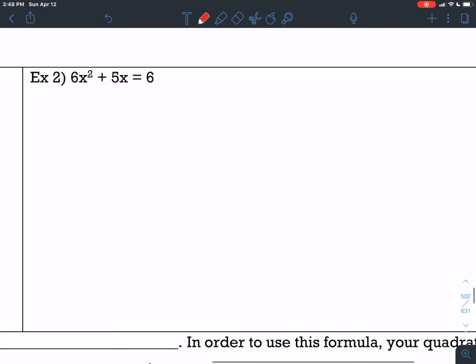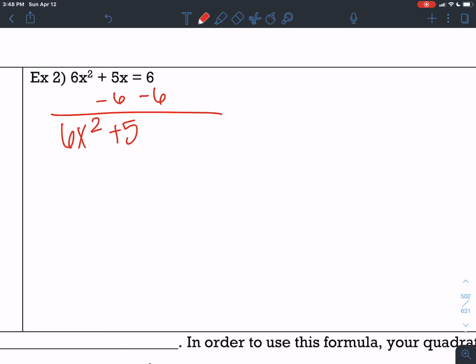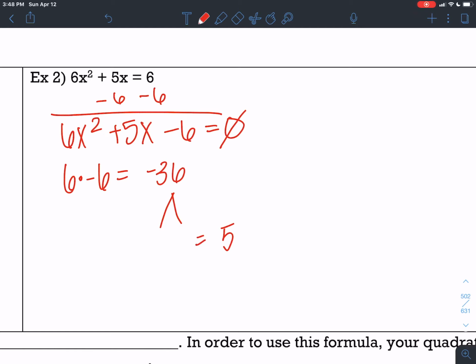Example number 2. First thing, I see that this has stuff all over the place. So I need to get this 6 to the other side, so that way my equation is equal to 0. Now I can go ahead and factor. I'm going to multiply A times C, and I need numbers that add together to equal 5.